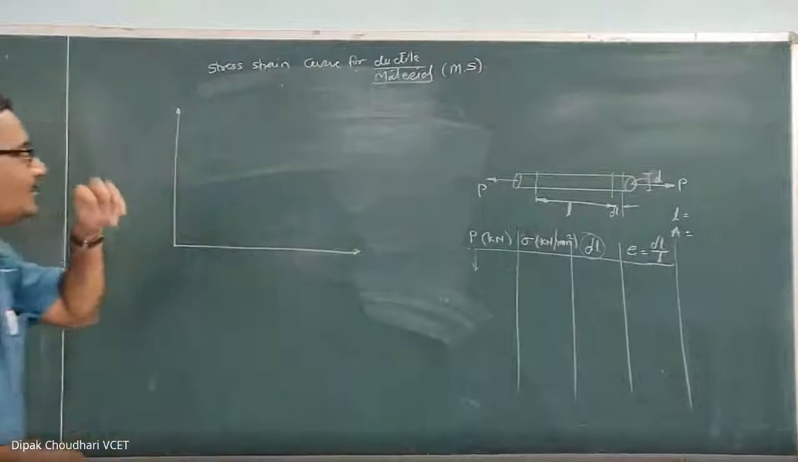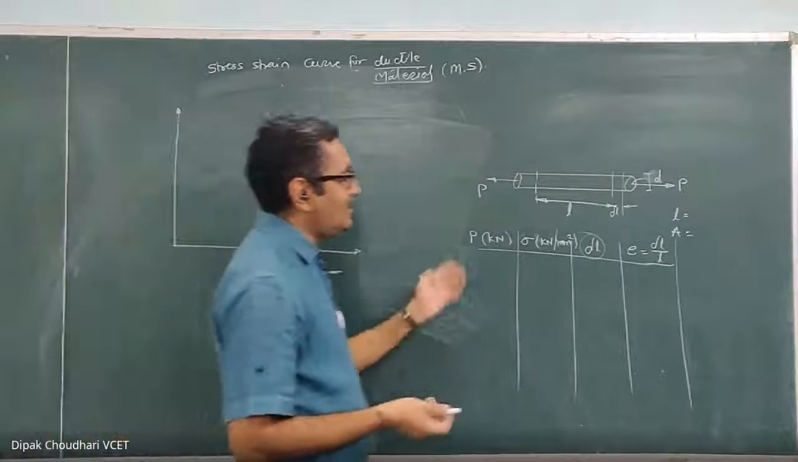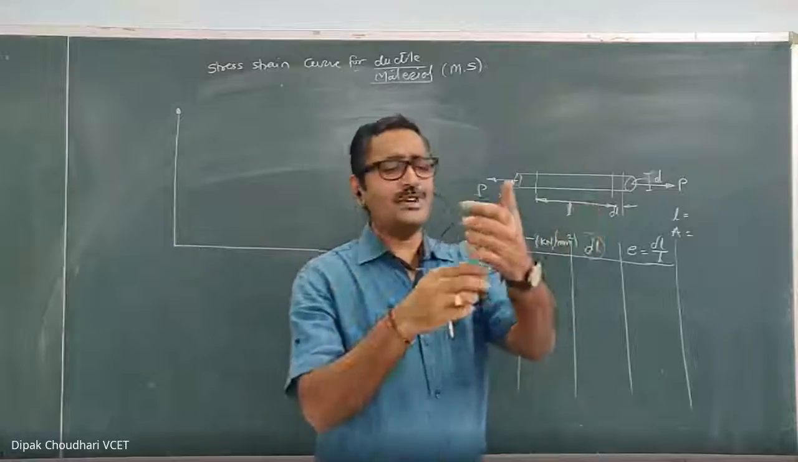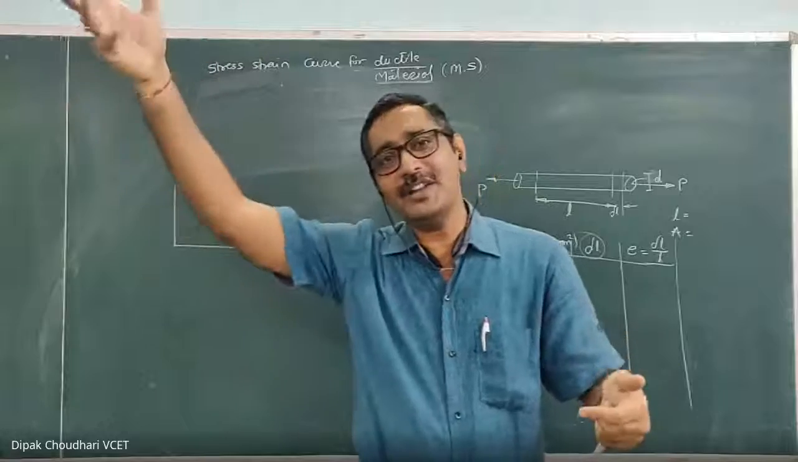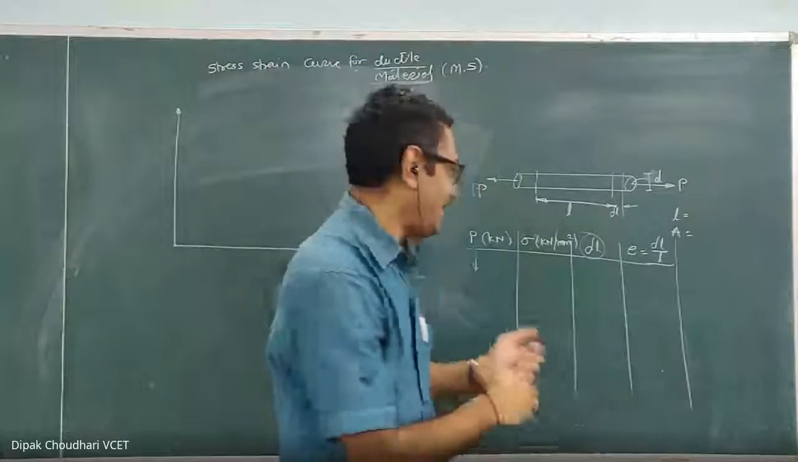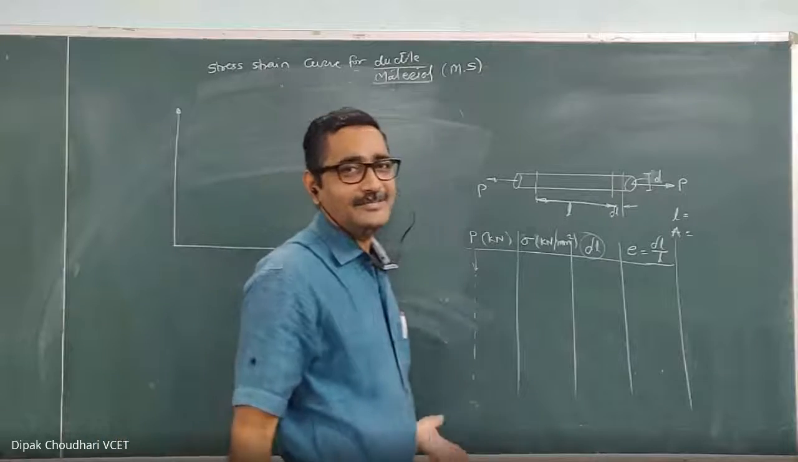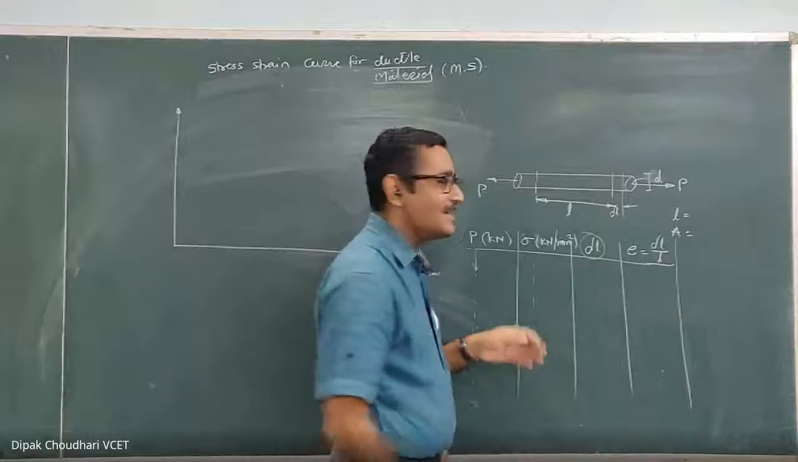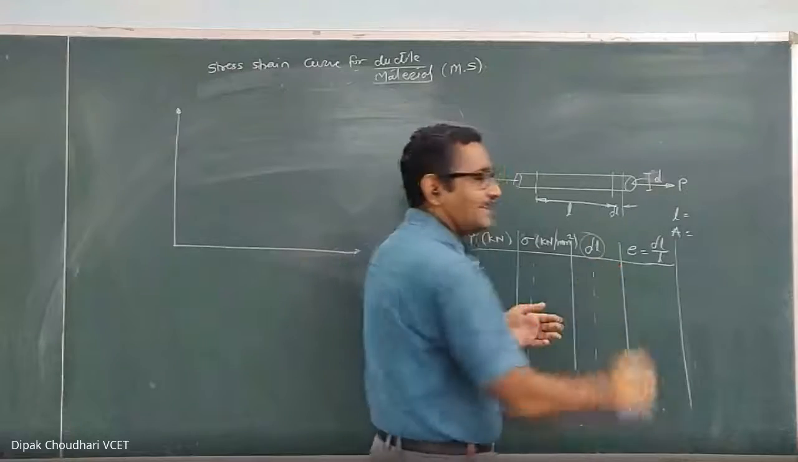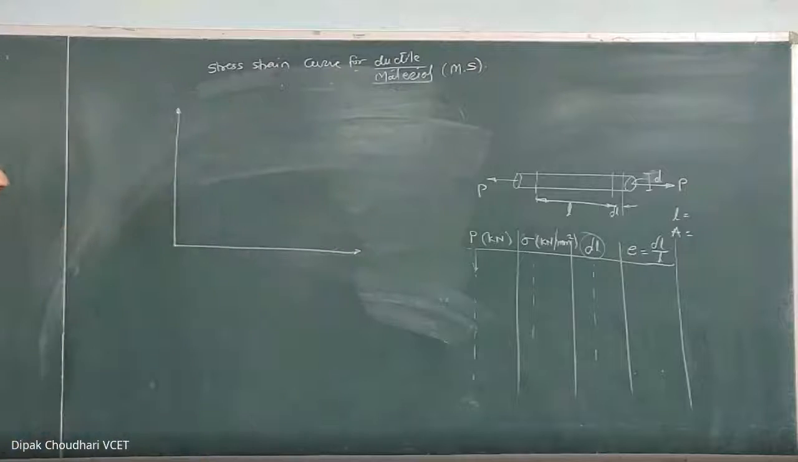Now, when the force is applied, we are going to apply the force P continuously and gradually until the material breaks. There will be a number of readings, say 100 readings. Corresponding to that, you will get 100 values of the stress and 100 values of the deformation, and you can calculate the value of strain, e equals delta L upon L.